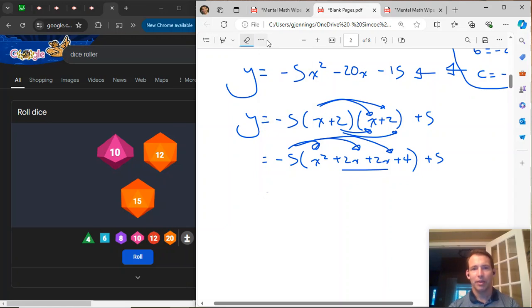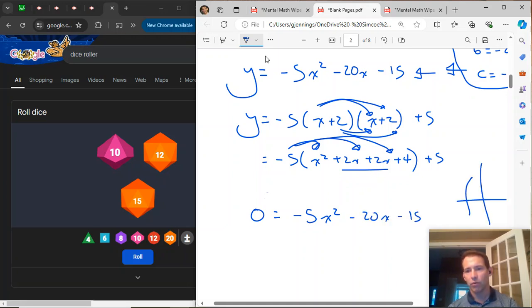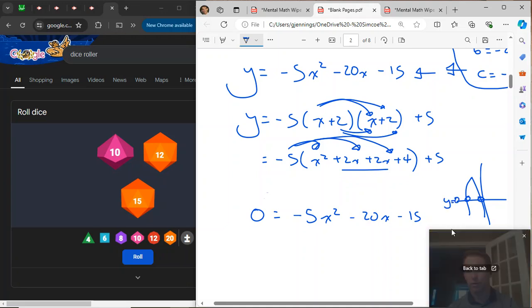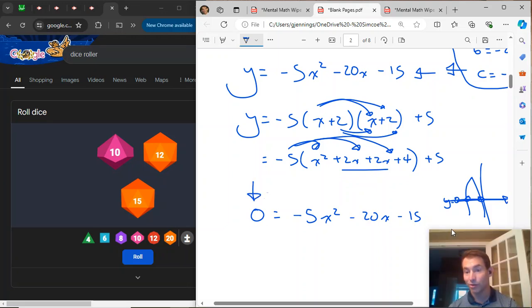So another thing that we can do here, we are looking for solutions to the equation, not y, but 0 is equal to negative 5x squared minus 20x minus 15, because we're looking for these points where y equals 0 all along the x-axis. So that's why we set y to 0, and then we can find roots.